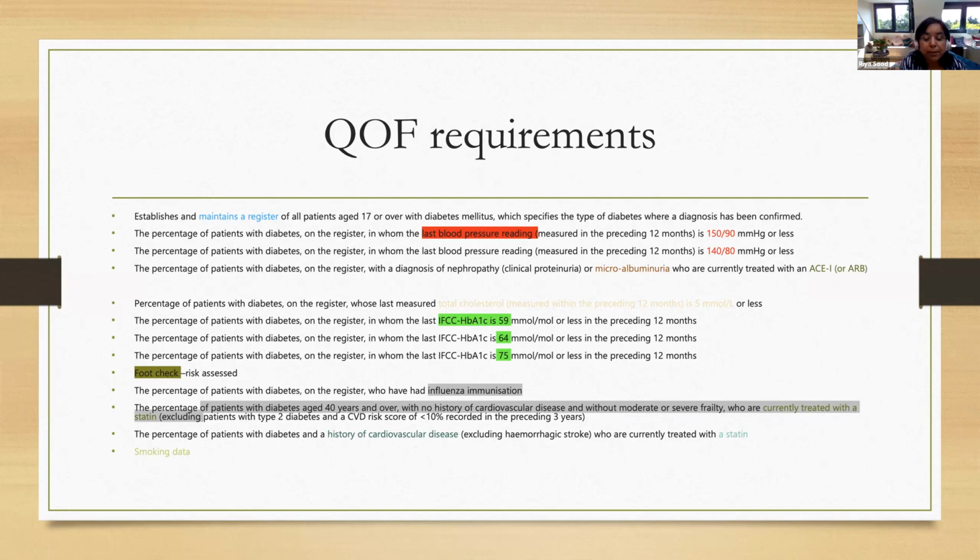You've also got people having the flu jab. And then the last bit is about the patients who had the QRisk done, essentially, and they are treated with a statin. So patients with high QRisk, over 10%, that are on a statin. Then again, patients who've already had a stroke, treated with a statin, and smoking status. So this is what the QOF requirement is.